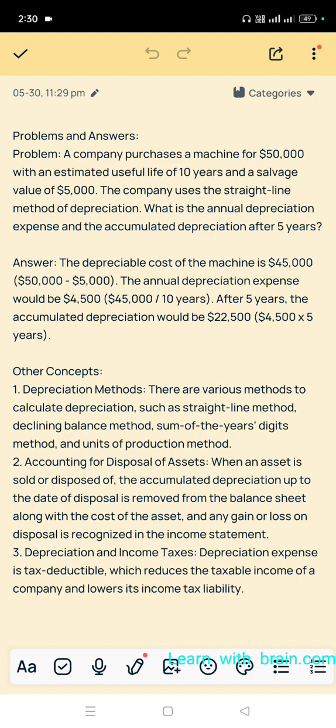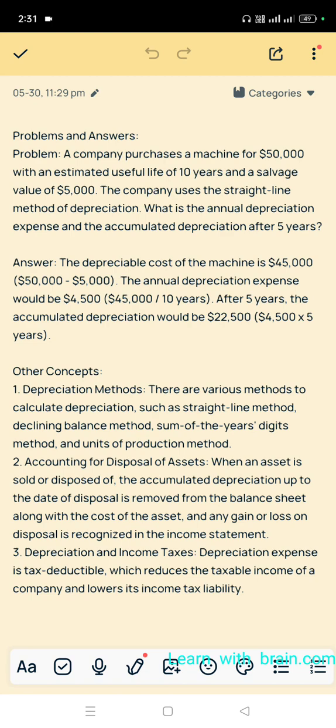After 5 years, the accumulated depreciation would be how much? Per year 4,500 into 5 years, how much? 22,500 is the accumulated depreciation after 5 years.